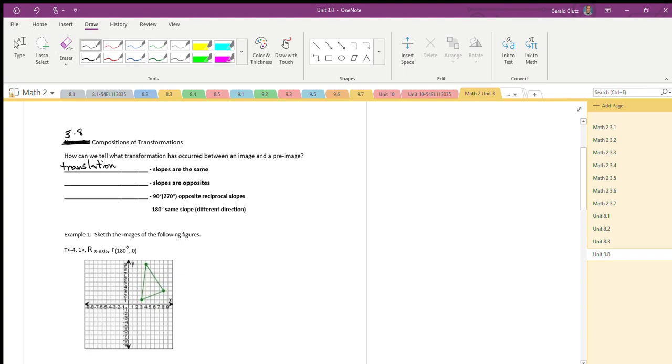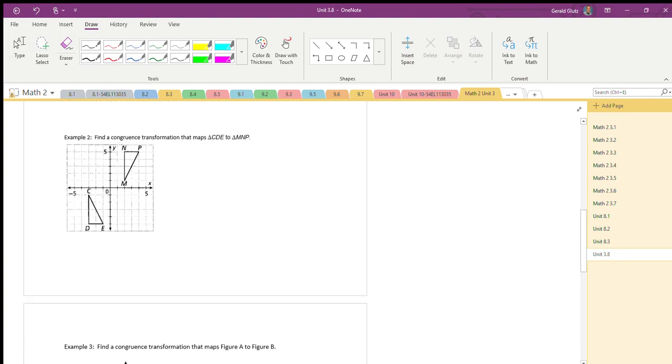If the slopes are opposite, that means it's a reflection. And if the slopes are opposite reciprocals, that means it's a rotation of 90 or 270 degrees. If it's a 180 degree rotation, they will have the same slope. So the slopes are the same as the translation, but if the shape looks like it's turned, then it's a 180 degree rotation. So let's do an example of one of these.